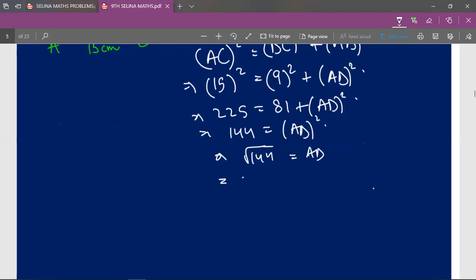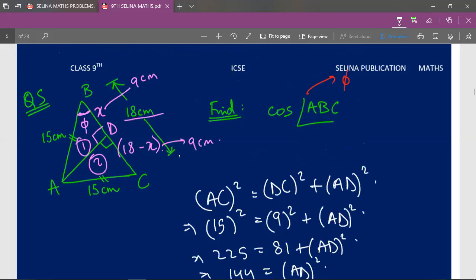Therefore, we can write 12 into 12 as 144. So therefore, the root of 144 is 12. So 12 centimeters is equal to AD. Now, as I've said before, in both of these triangles, if you calculate the perpendicular, the answer you'll get is the same. Because why? Because AD is the common side between both parts of the same triangle, that is ABC.